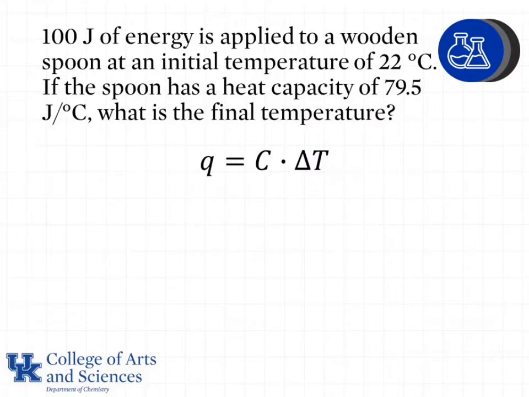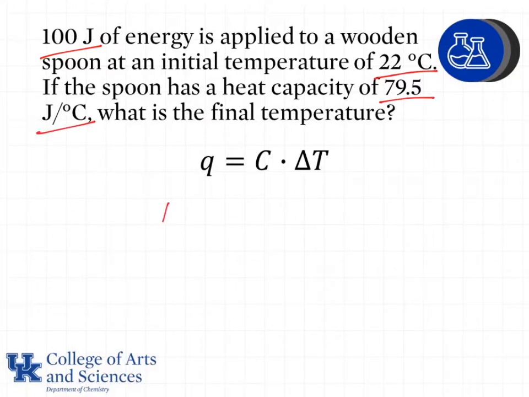Let's look at an example. 100 joules of energy is applied to a wooden spoon at an initial temperature of 22 degrees Celsius. If the spoon has a heat capacity of 79.5 joules per degree Celsius, what is the final temperature? Even if you confuse the names of specific heat and heat capacity, you can always look at the units. Heat capacity will not have the mass in the units, while the specific heat capacity will. We look at the problem and we see we have 100 joules, we have 22 degrees Celsius as our initial temperature, and we have our heat capacity.